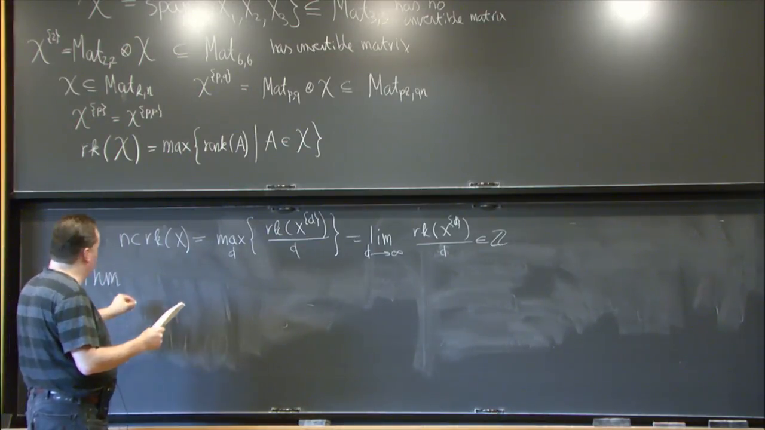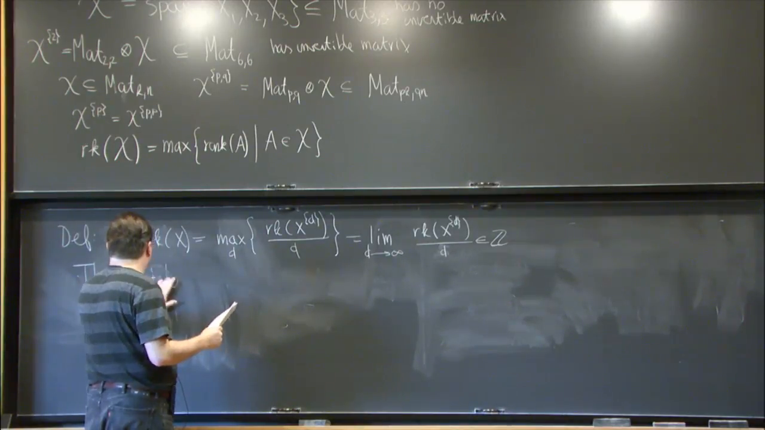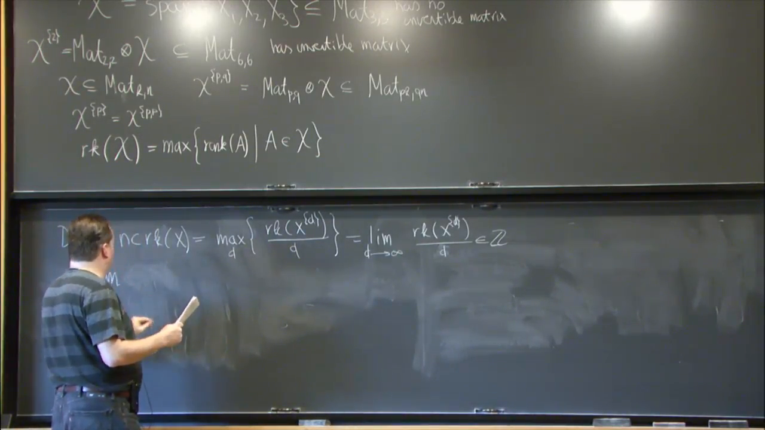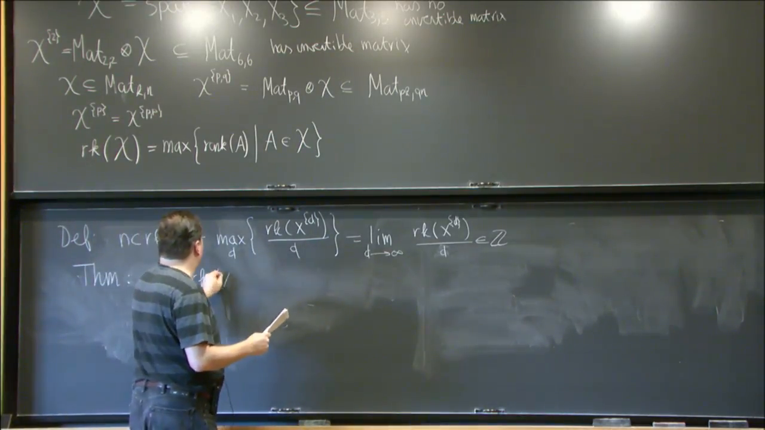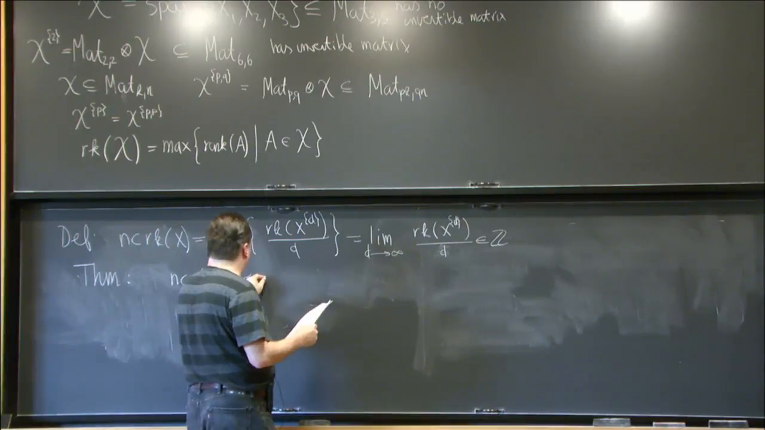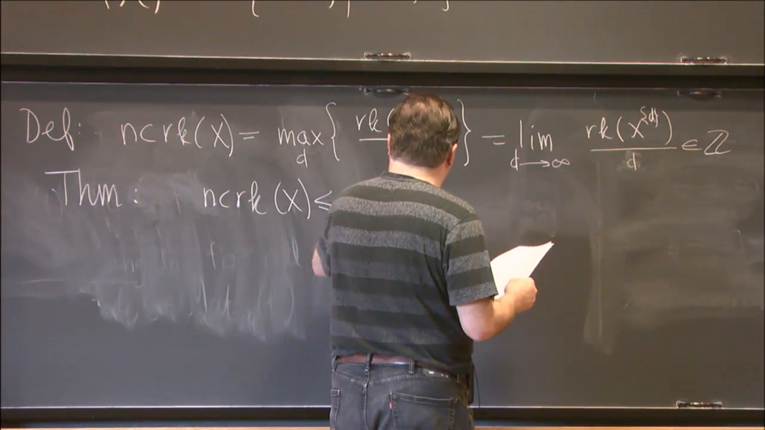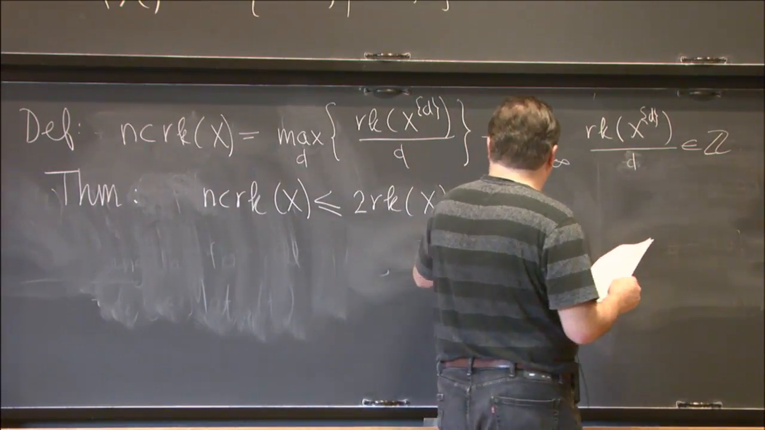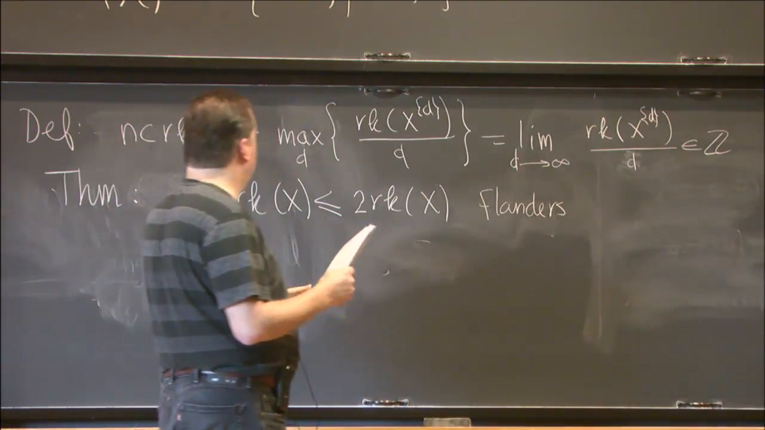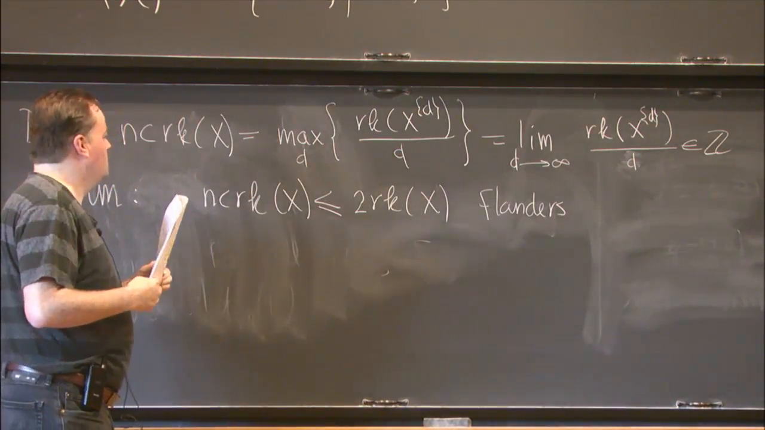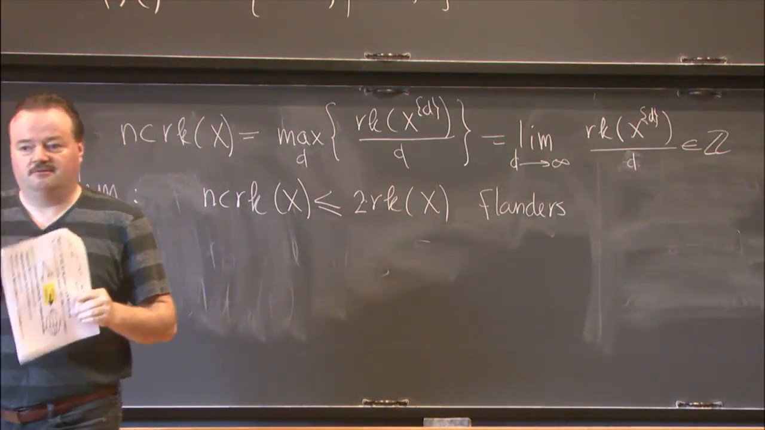So we have the following result. Maybe the non-commutative rank is less or equal than 2 times the rank of x. This is due to Flanders. Here x is a space of matrices.